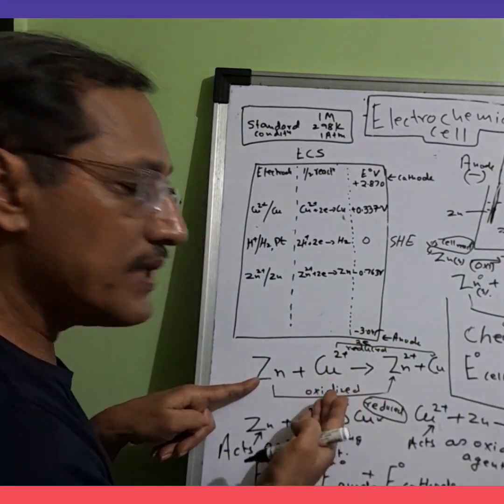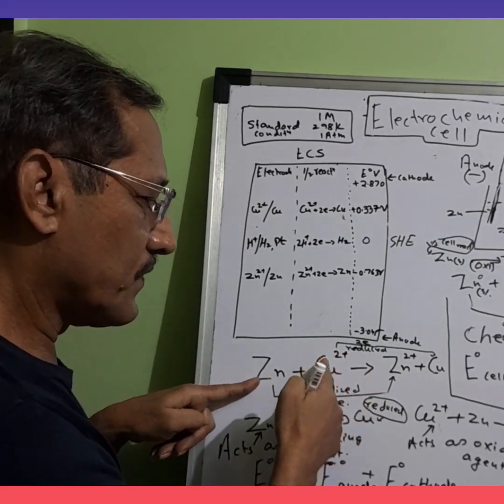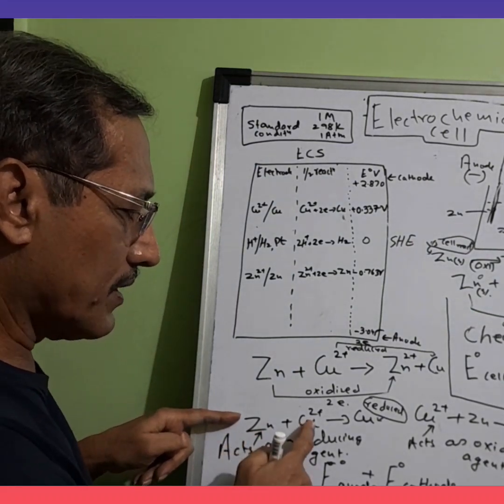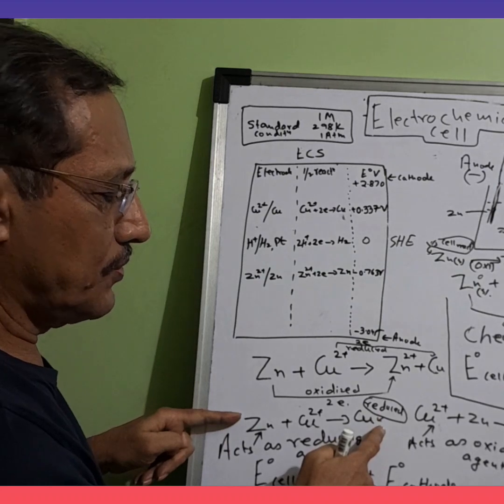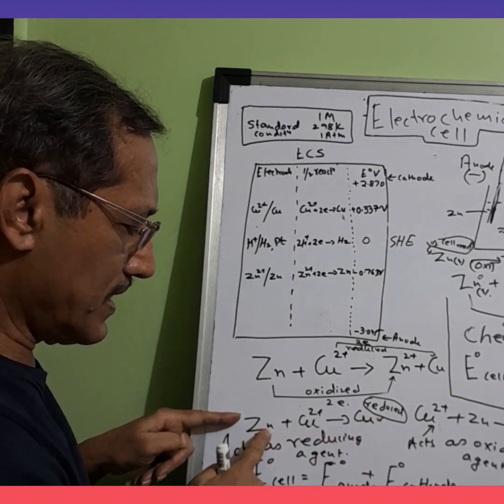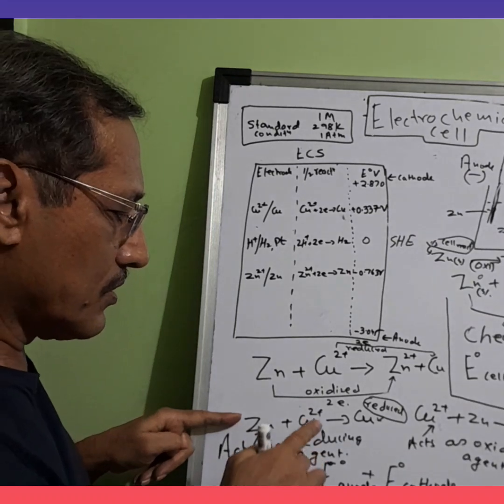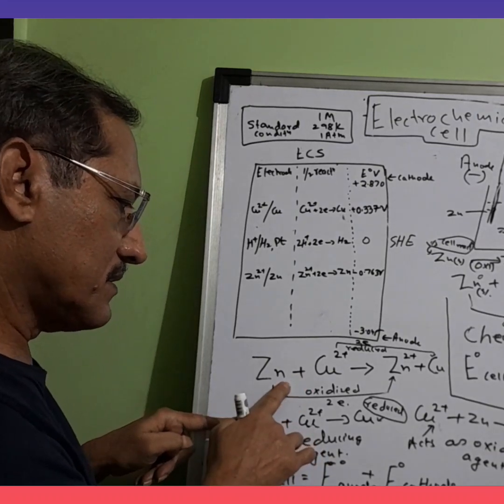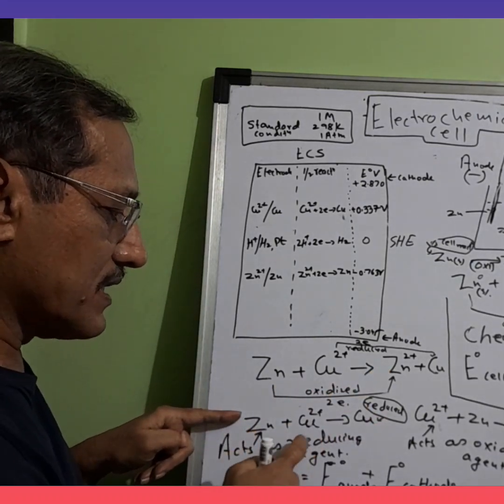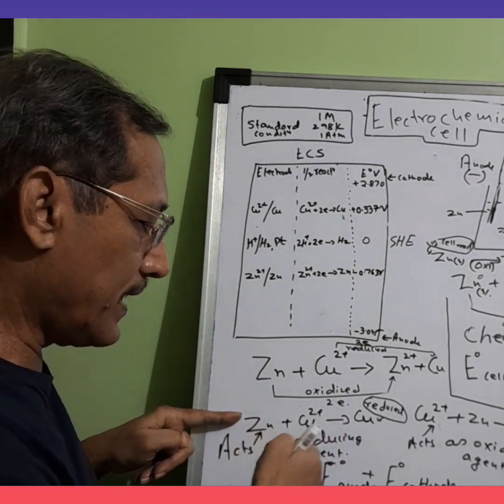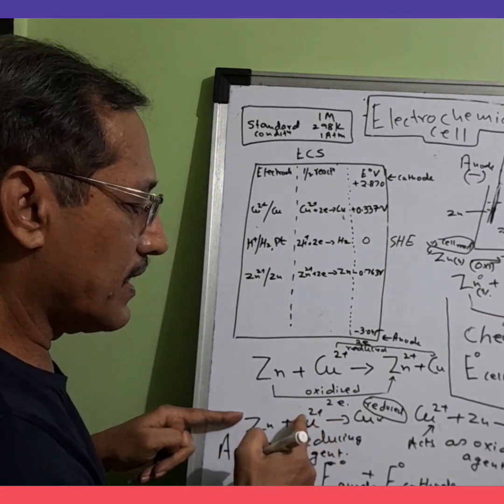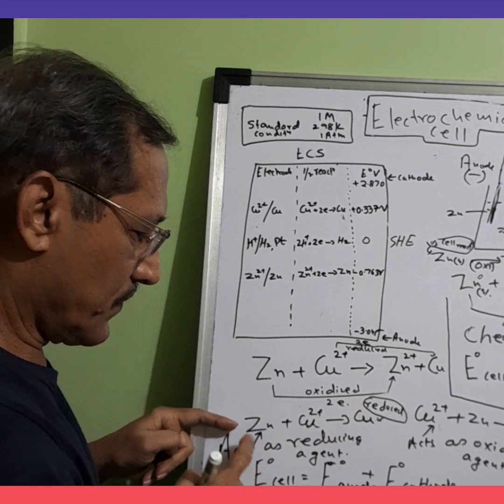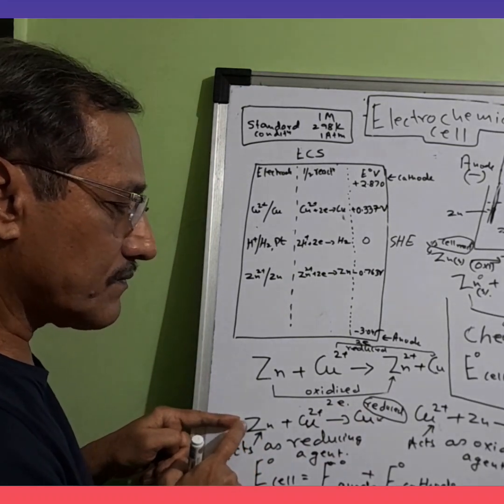What happened to that 2 electron? That 2 electron was provided to copper. Alright, so zinc reduced copper to Cu0. So Zn0 gave its 2 electron to copper and reduced it. So zinc got oxidized, but acts as reducing agent. Why? Because it provided that 2 electron to copper, and copper took those electrons and got reduced. So zinc is reducing agent.